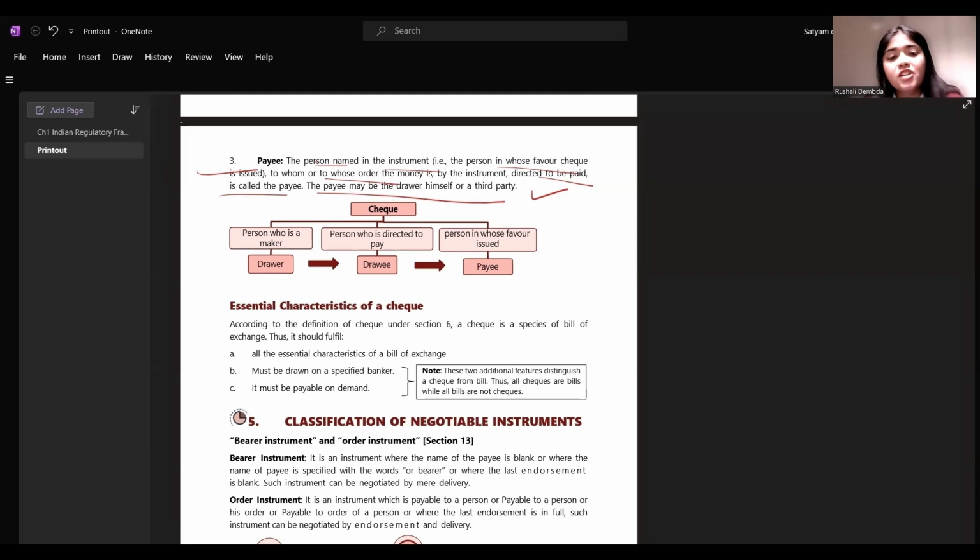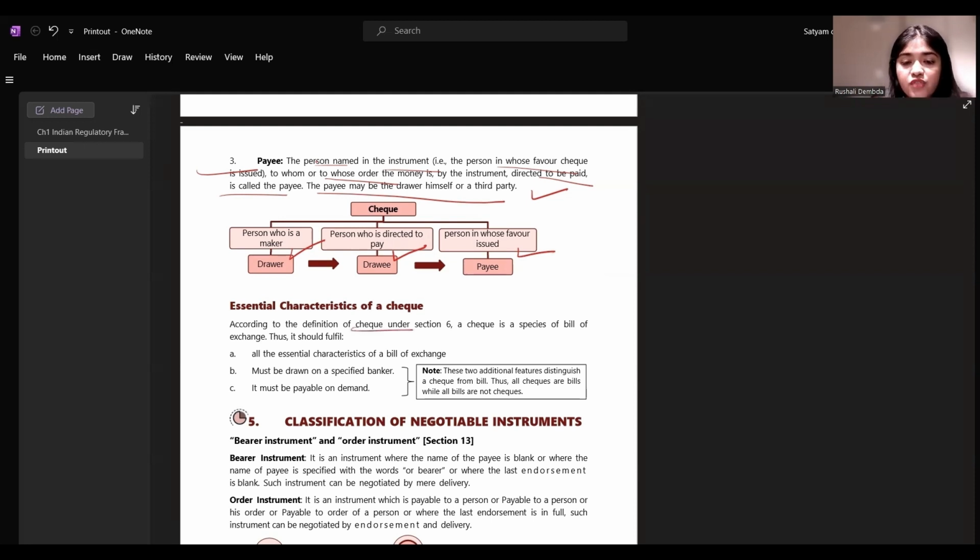Okay. Then the check in summarized form. The person who is the maker is the drawer. The person who is directed to pay, we direct the banks to pay. Check is only on the basis of banks. So the bank is the drawee. The person in whose favor it is issued is the payee.